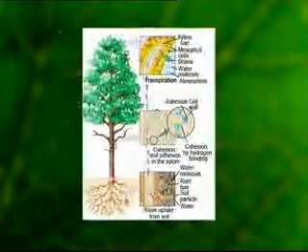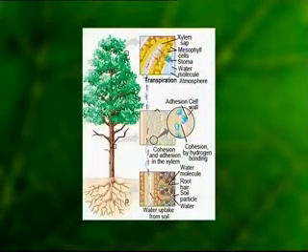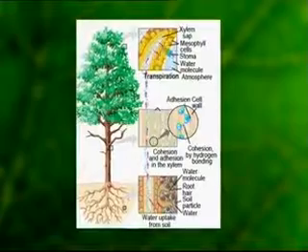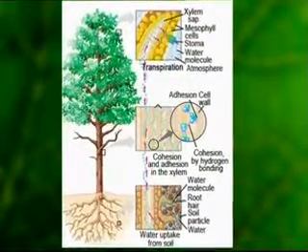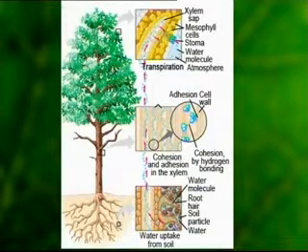Besides these functions, the transpiration process enables plant cells to maintain turgidity. In highly transpiring plants, adequate mechanical tissue develops which gives rigidity and support to the plant.